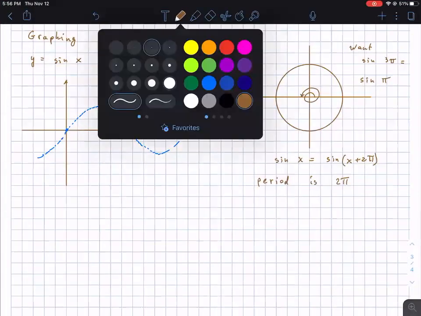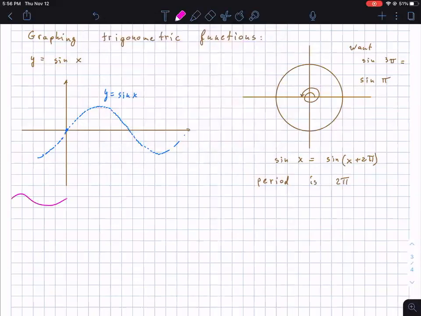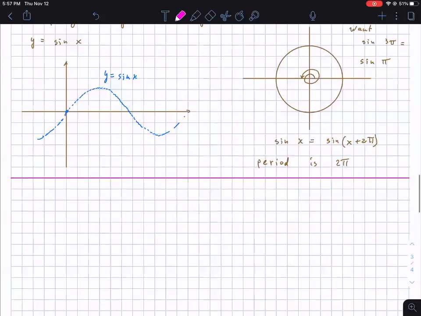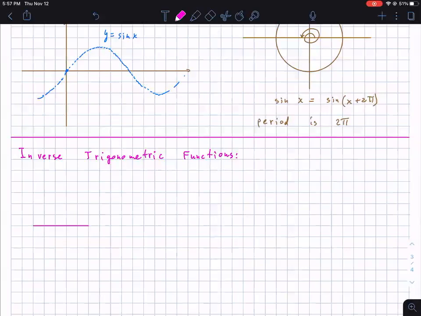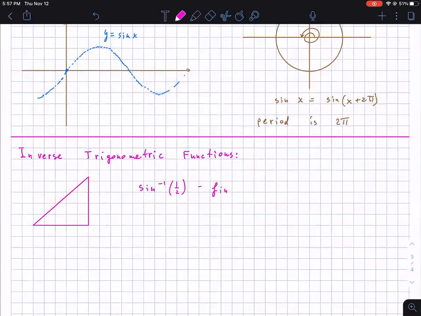Now, I think the last, I'm not sure if it's going to be the last thing, but now we also have to talk about inverse trigonometric functions. So what are inverse trigonometric functions? Let's say you have a triangle, right? And let's say you want sine inverse of 1/2. What does that mean? What is this asking for? Find angle. Let's say sine inverse of 1/2 is equal to x.